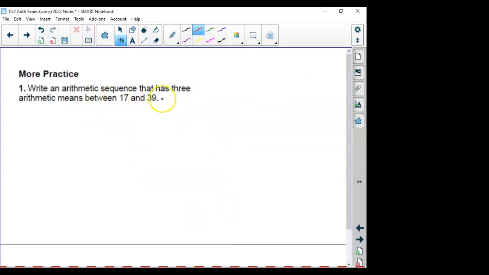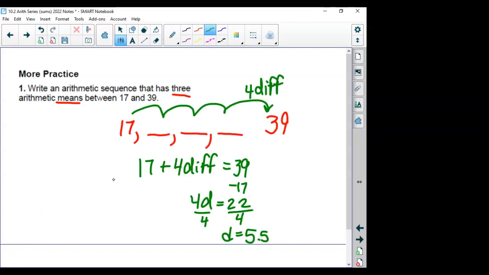All right, write an arithmetic sequence that has 3 arithmetic means between 17 and 39. All right, I'm going to actually pause the video and let you guys try this one on your own. So 3 missing terms. All right, so if there was 3 missing terms, I figured out that meant 4 differences had to be added. We subtracted, divided, and got 5.5 or 11 halves, I think. But it's an exact decimal, so I'll just be easy peasy and use the decimal here.